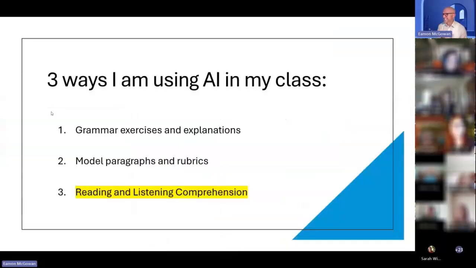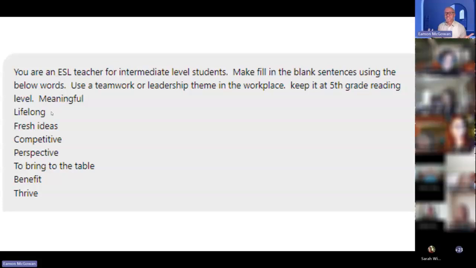All right, lastly, reading and listening comprehension. All right, so recently I'm doing a lot with teamwork and leadership. I had a list of vocabulary. I needed a vocabulary test based on a reading that we had done already on leadership and teamwork. You can see the words there are listed.